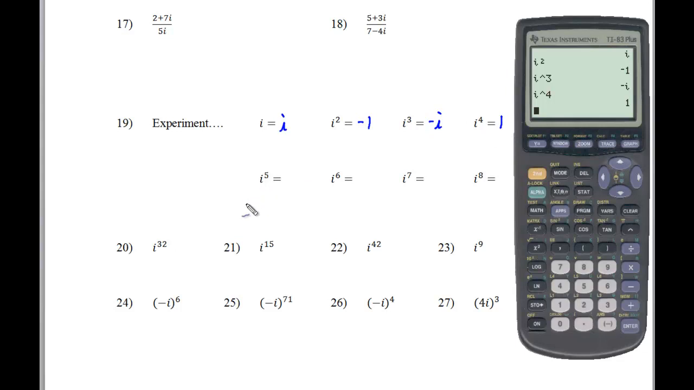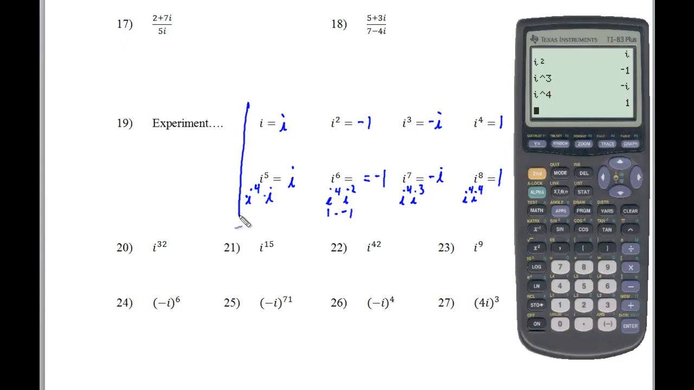Now i to the fifth, I can write like i to the fourth times i, and since i to the fourth is 1, i to the fifth is just i. i to the sixth can be written as i to the fourth times i squared, and we know i squared is -1. 1 times -1 is just -1. You're going to see the pattern emerge here, because this is i to the fourth times i cubed, and i cubed is -i, and you can see that i to the eighth is just i to the fourth times i to the fourth, 1 times 1 is 1.